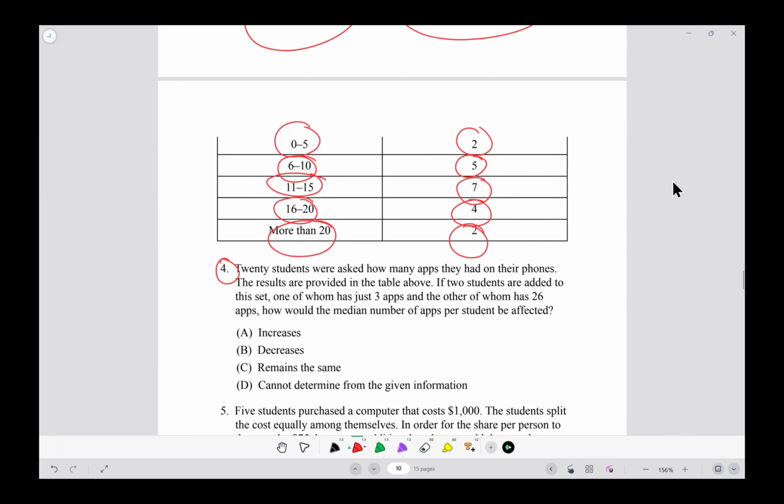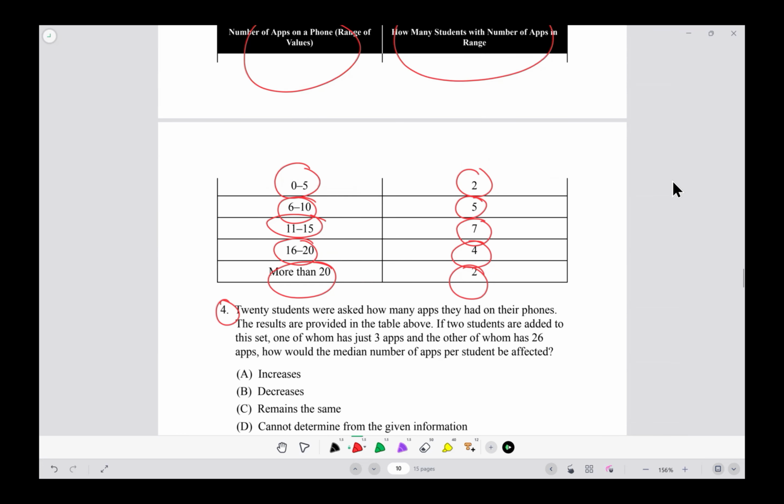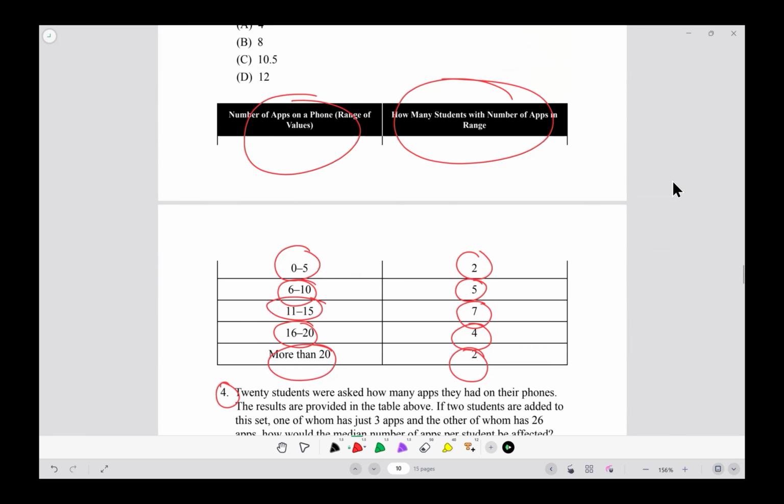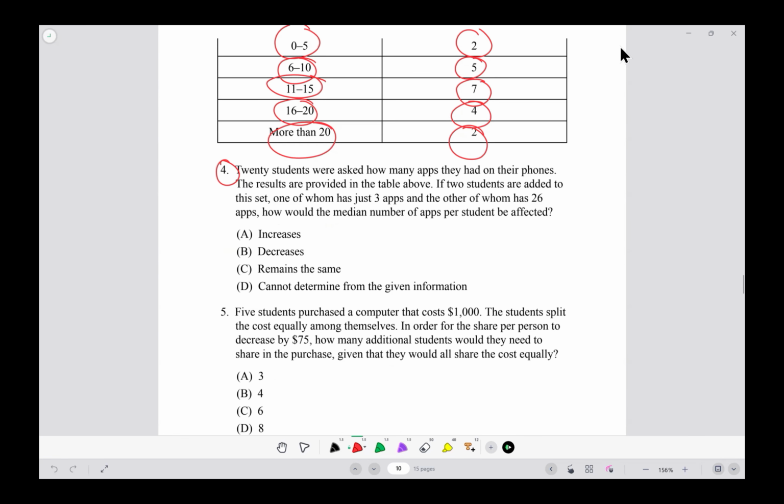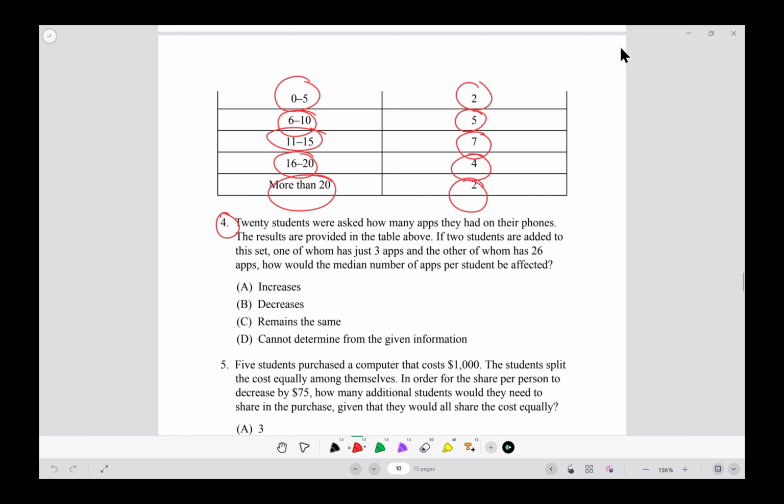Yeah, it's because I was looking at the heading on the graph. It says the number of apps on the phones, 0 to 5 and then 6 to 10. 20 students were asked how many apps they had on their phones. The results are provided in the table above.